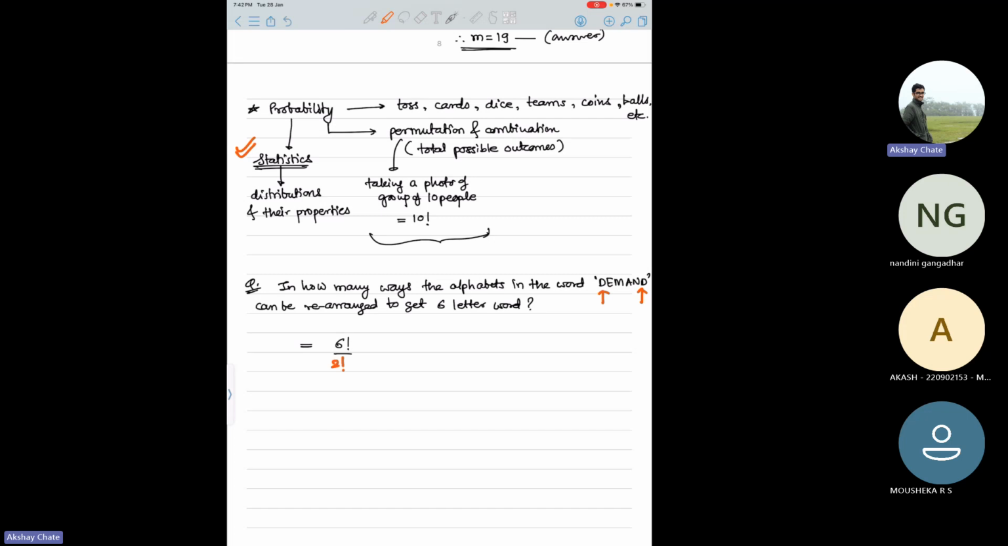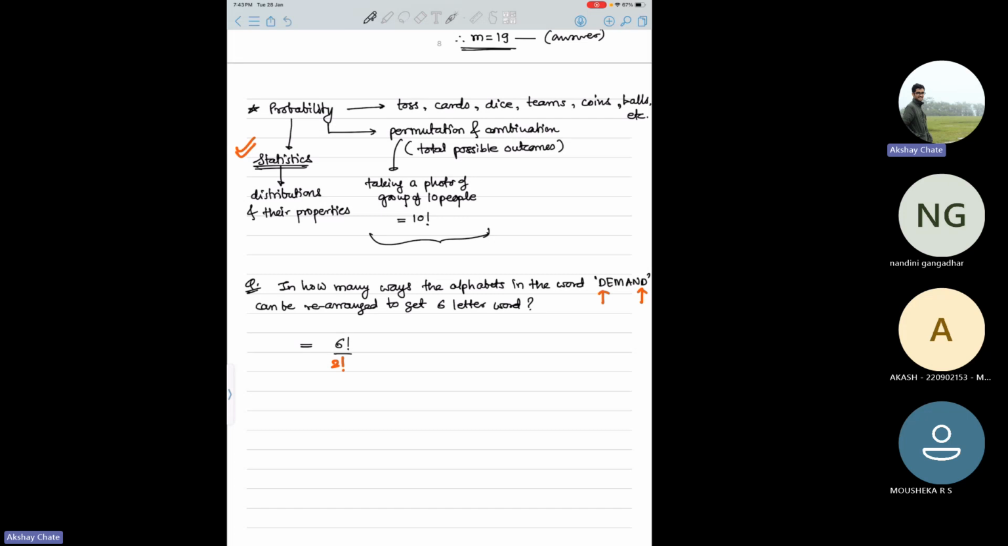So it is like, if you have a set of 6 things, out of those 6 things, 2 things are identical. So even if you take the photograph of those 2 things together and then swap their positions, it will be the same photograph, right? So therefore, you have to divide by 2 factorial.